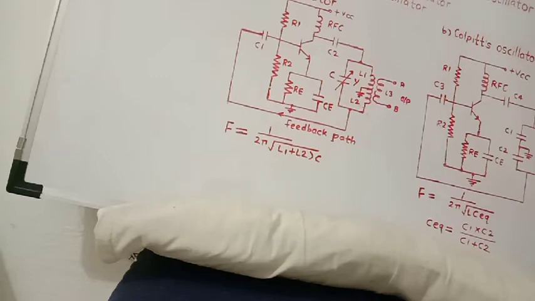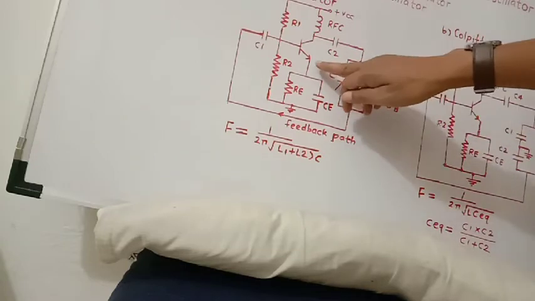So this signal has a total 360 degree phase shift, and therefore oscillations are produced. Then the common emitter amplifier, this is a common emitter amplifier.